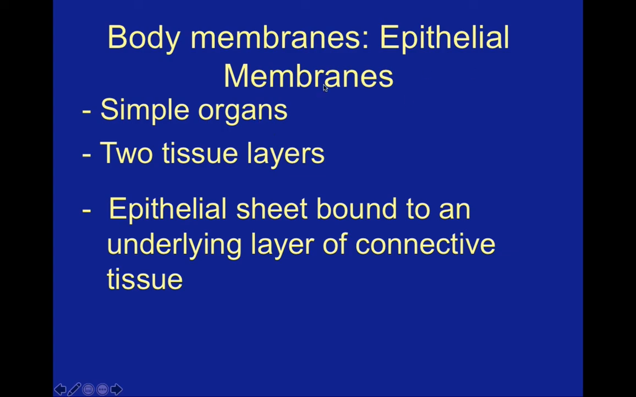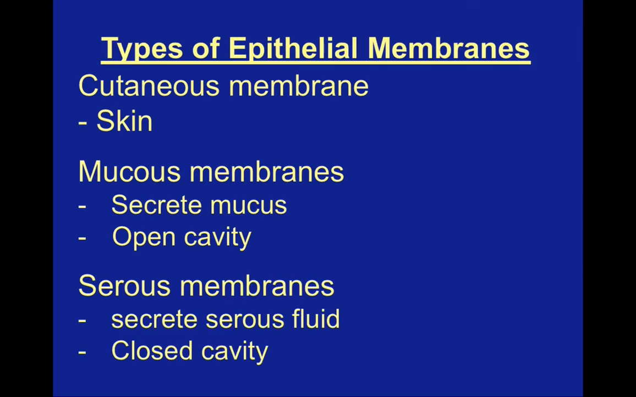So an epithelial membrane is a simple organ because it's made up of an epithelial sheet of tissue that rests upon a layer of connective tissue. So each of the epithelial membranes that we're going to discuss here are made up of two different layers of tissues. Overall, there's three different epithelial membranes that we need to be aware of. The first is the cutaneous membrane, the second are mucous membranes, and the third are serous membranes.